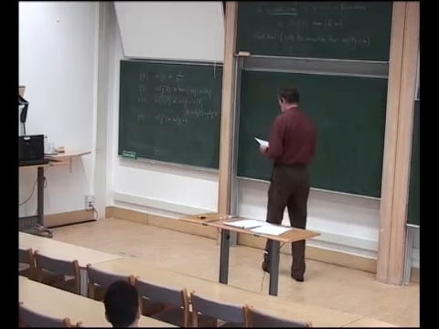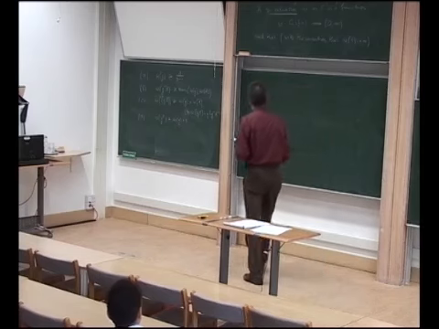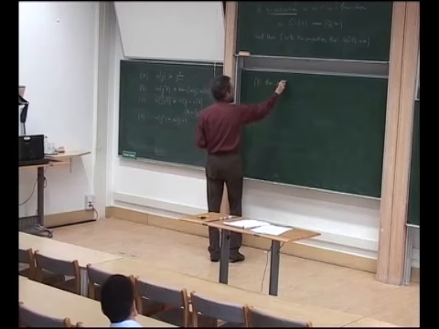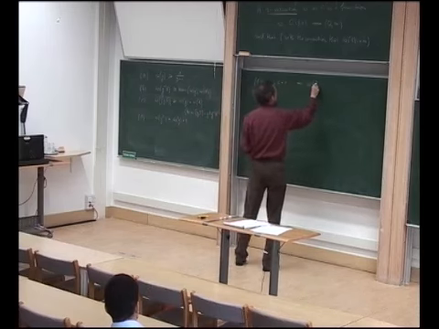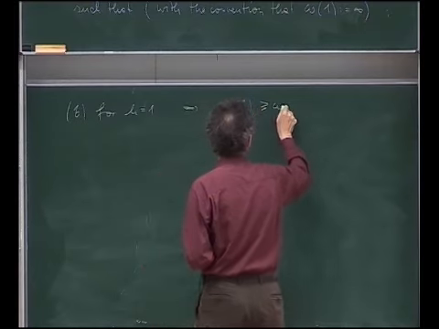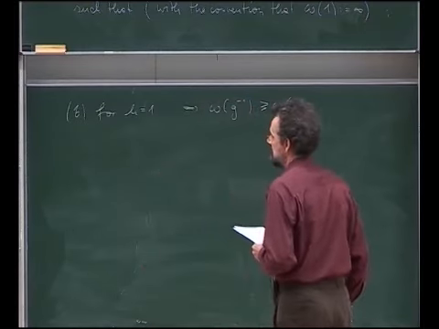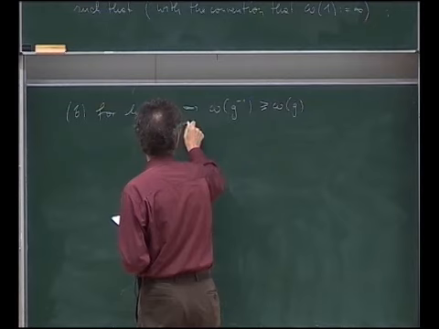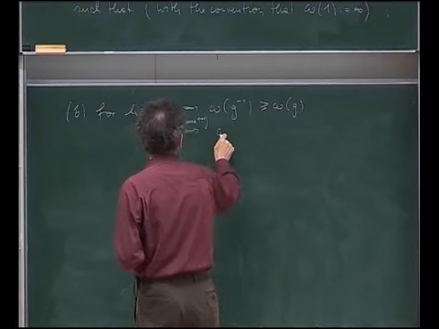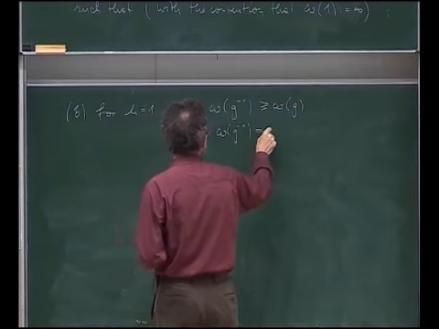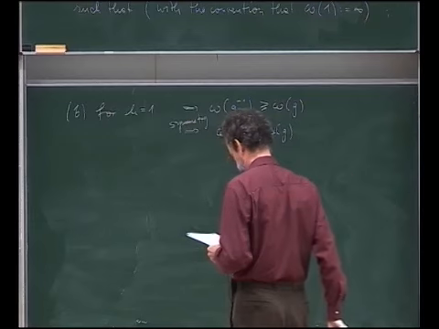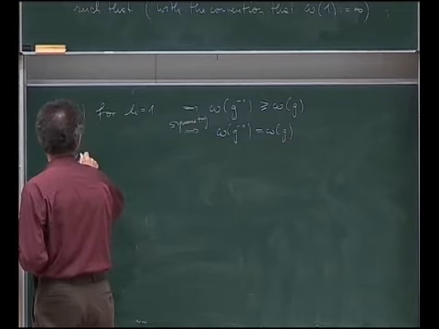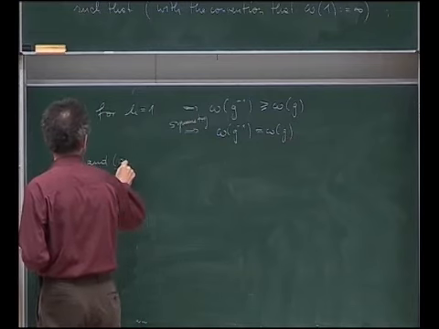Okay, so now let's derive a few other identities. So B for h equal to 1 gives that omega of g inverse is bigger or equal to omega of g, right? And then by symmetry, omega of g inverse is equal to omega of g.